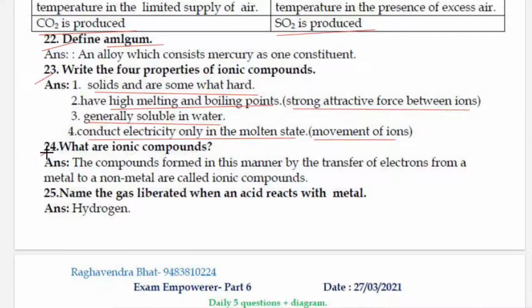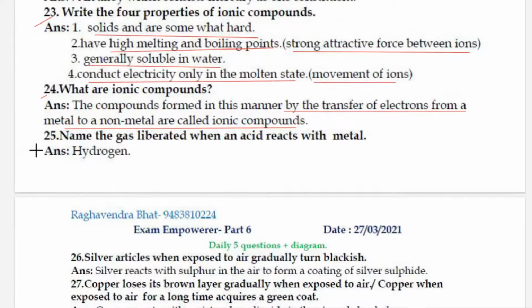Question number 24. What are ionic compounds? The compounds formed in this manner by the transfer of electrons from a metal to a non-metal are called ionic compounds. Next one, name the gas liberated when acid reacts with metal. We all know that hydrogen gas is liberated when an acid reacts with metal.